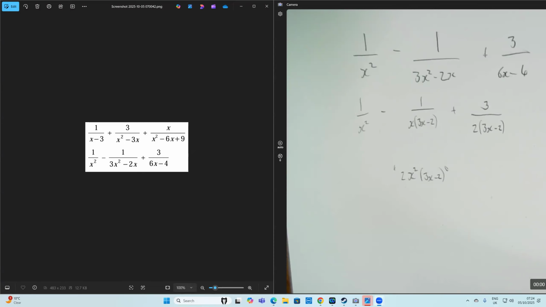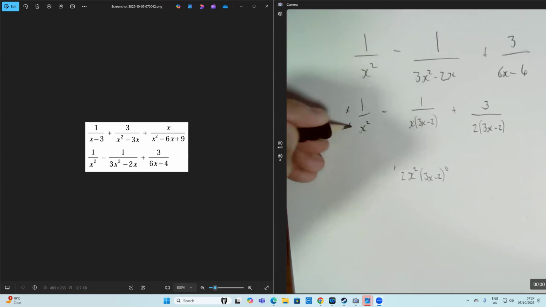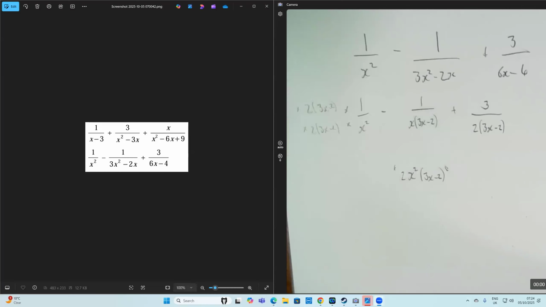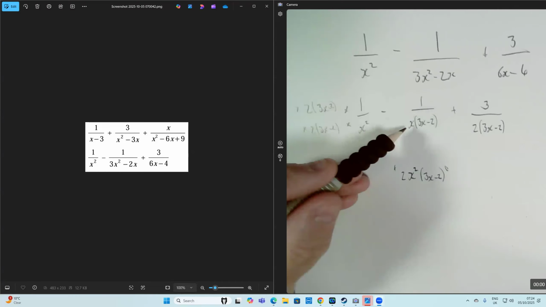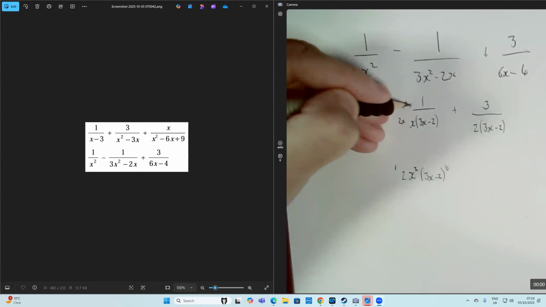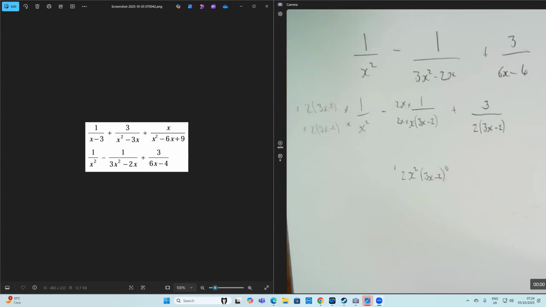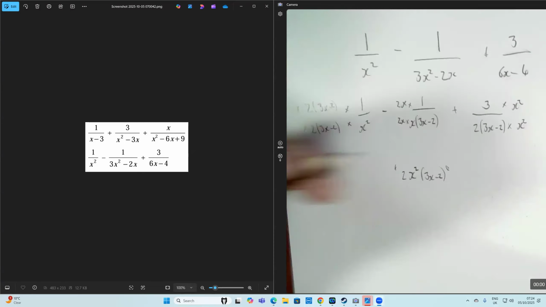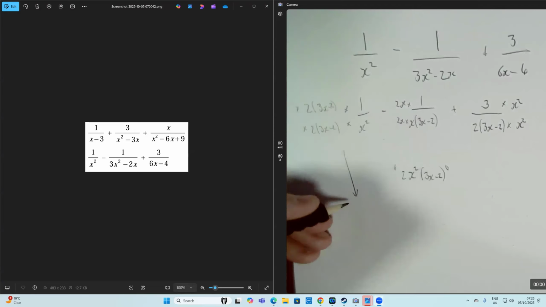So now we're going to multiply each fraction by the bit that it is missing. This one is missing the 2 and the 3x minus 2. So again, we have to multiply the numerator and the denominator so as not to change the value of the fraction. This one is missing an x and a 2, so we have 2x that we're going to times that one by. And this last one is just missing the x squared. So we're going to times that one, numerator and denominator, by x squared.